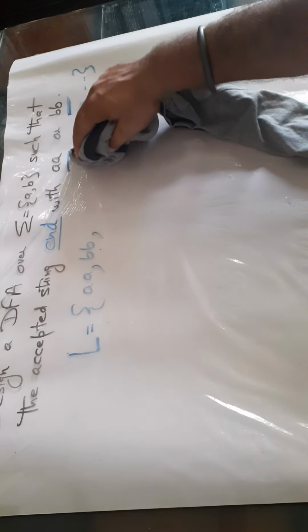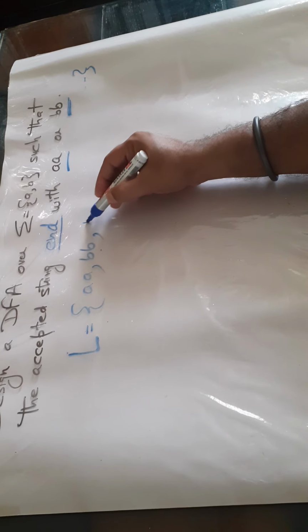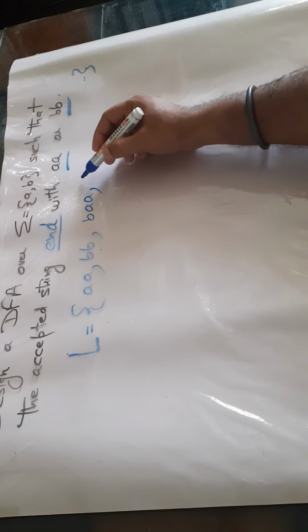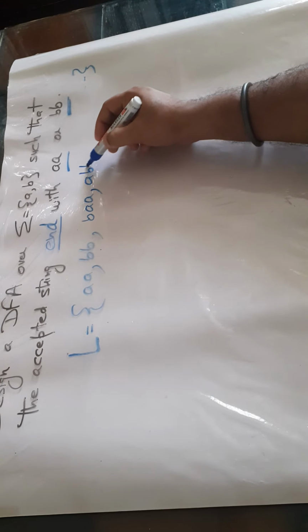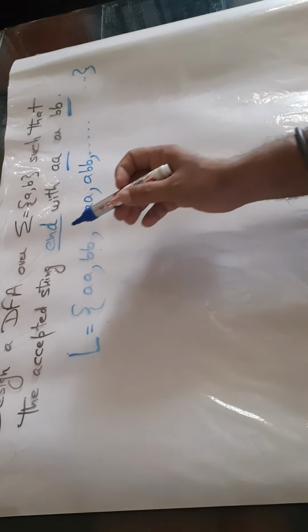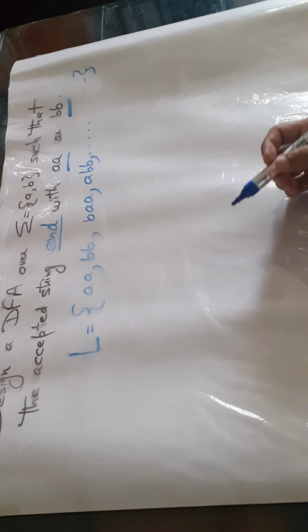Now you can observe that the smallest string in this case is AA or BB itself, but before AA or BB there can be any combination. So these types of strings are going to be accepted in this language. So the string must end with AA or BB.